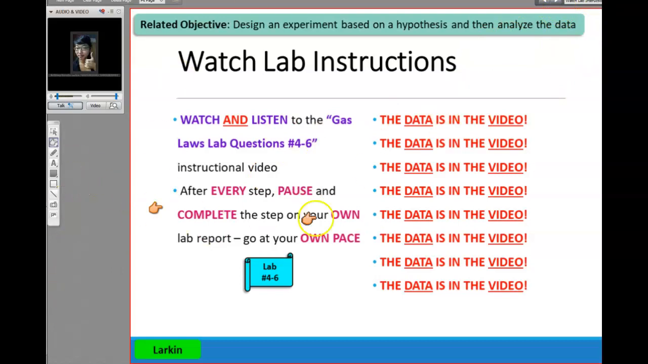Go ahead, give me a green check if you feel like you understand what to do. Red X's if you're confused. Hopefully you've already done lab number 1, so this process is familiar to you. We do the first half of questions in class. The second half, I give you a video so you can go at your own pace. The data's not in the lab. The data's in the video.